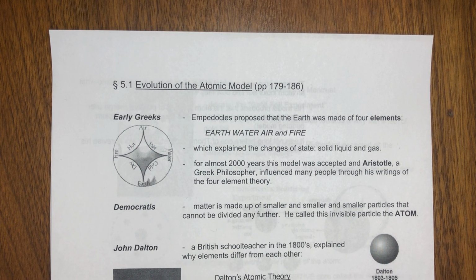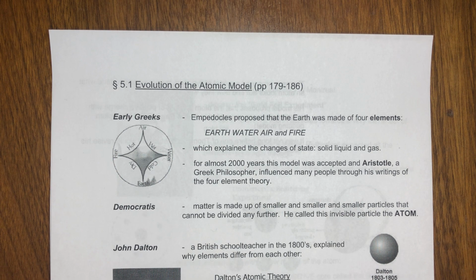The early Greeks were the first ones that came up with a model for the elements. They didn't actually do any scientific work, but they would sit around as philosophers and talk about what they thought made up what. They thought that the four elements on the earth were earth, water, air, and fire. This worked to explain the changes of state: solid, liquid, and gas. For almost 2,000 years, this model was accepted. And Aristotle, a Greek philosopher, influenced many people through his writings of the four-element theory.